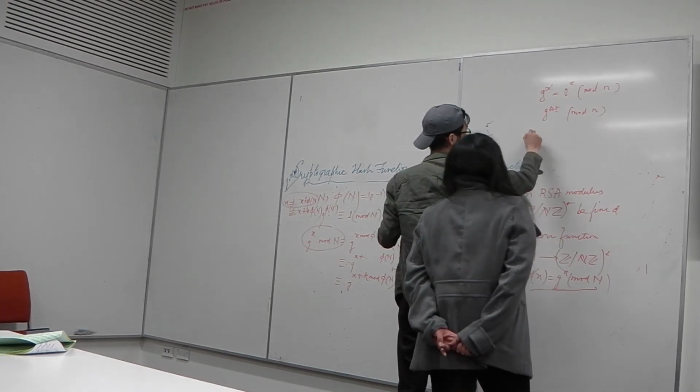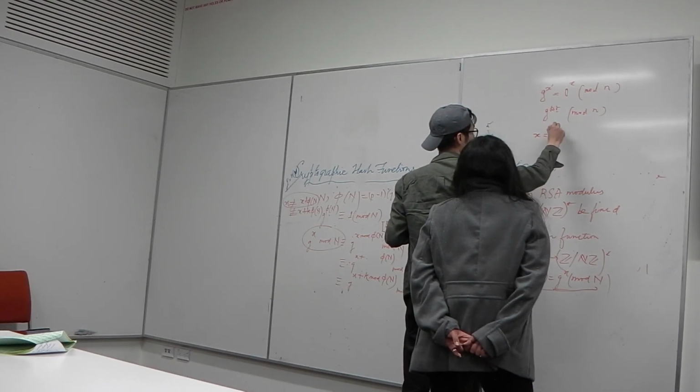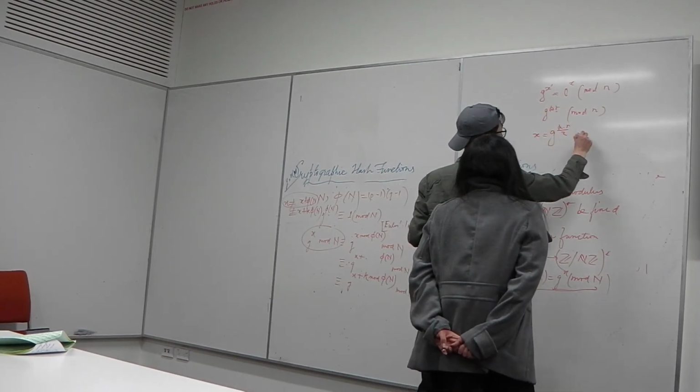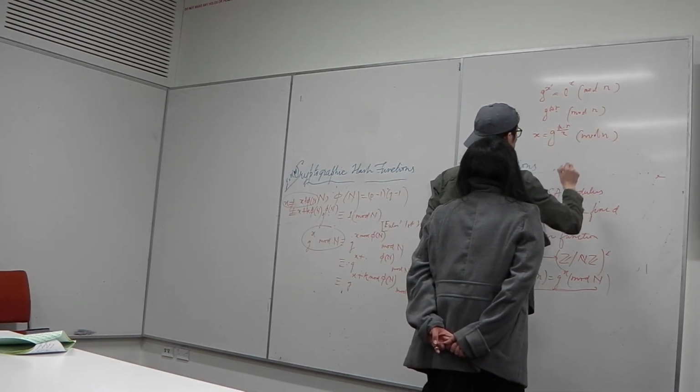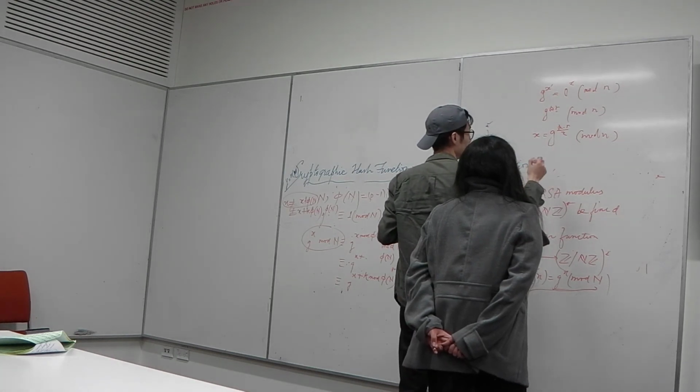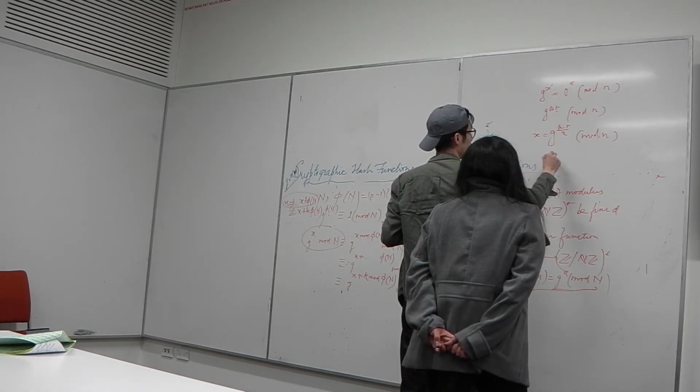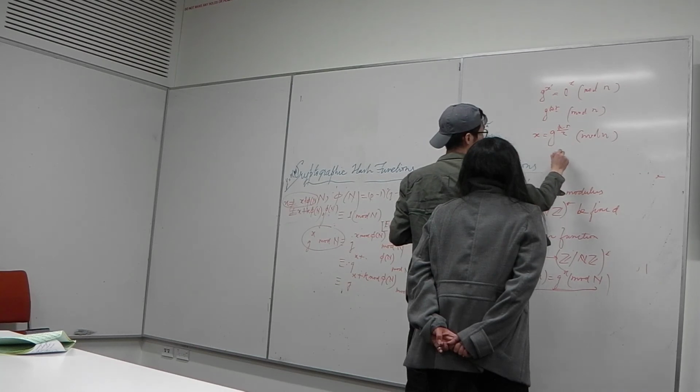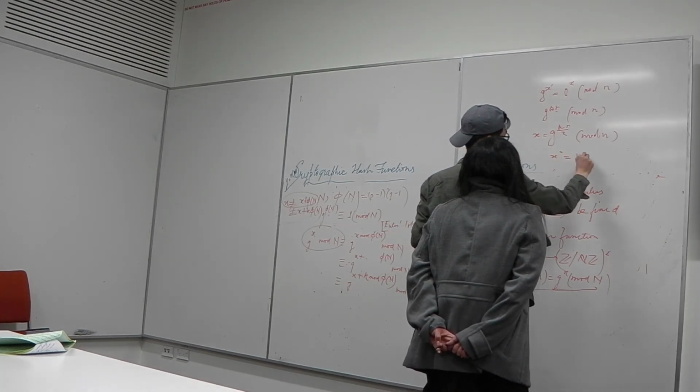Okay, cool. x is like something like this, mod n, right? And then you kind of have x squared.